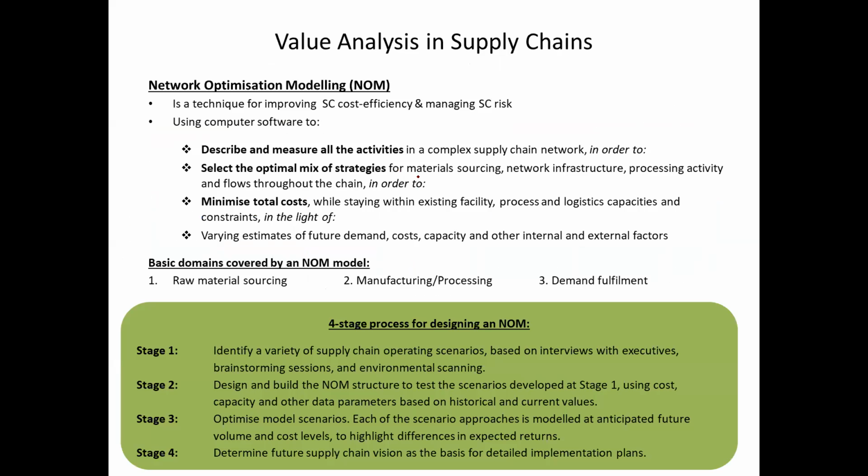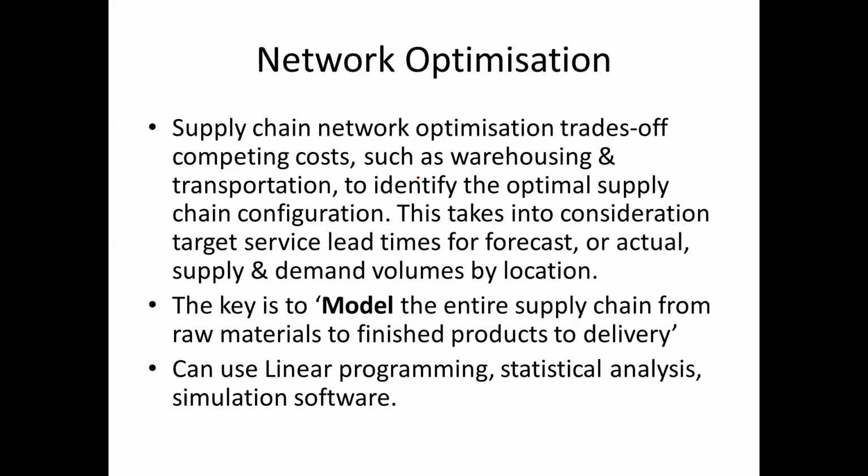Network optimization modeling. Sorry, I'll go to the second slide. Supply chain optimization trade-offs, competing costs such as warehousing and transport, to identify the optimal configuration. This takes into account service lead times, supply and demand. The key word in here is to model the entire supply chain from raw materials to finished products. And we can use fancy statistical methods, linear programming or simulation software. We put all the numbers in, push the button, and it will optimize and come up with solutions.